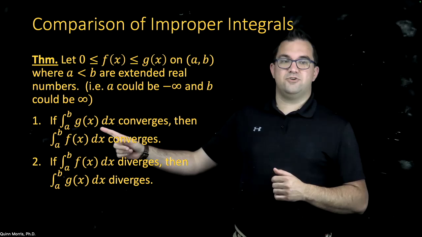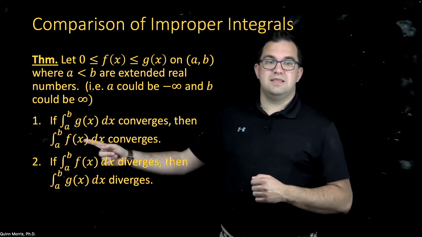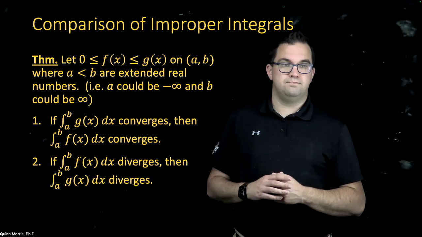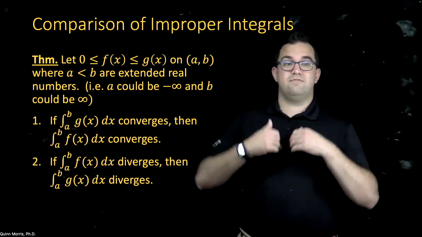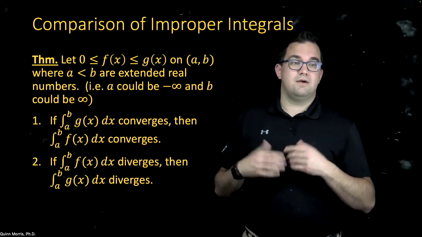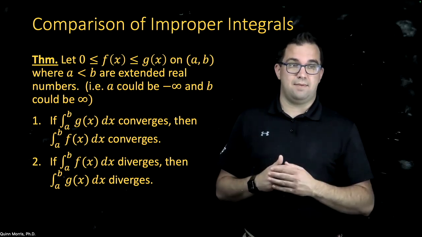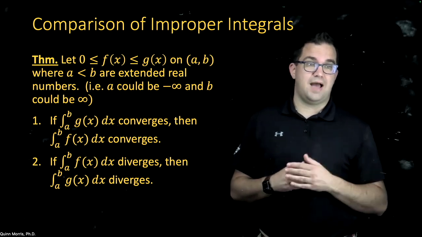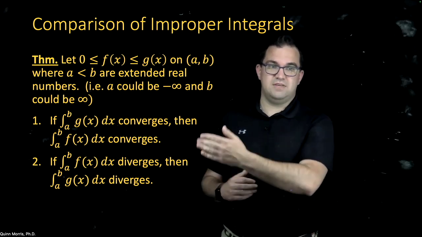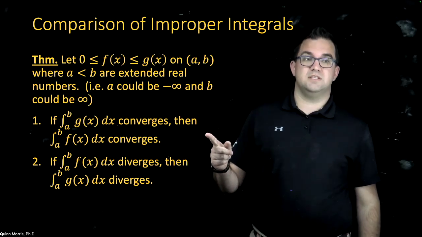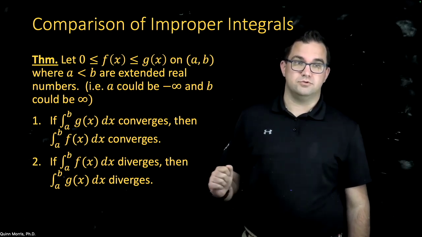If you know that the integral of the larger function converges, so if the integral from a to b of g of x converges, then the integral of the smaller function must also converge. Also, if you know that the integral of the smaller function diverges, that means the integral of the bigger function has to diverge. Now, there are cases here that are not addressed. If the smaller function converges, that doesn't tell you anything about the larger function. And if the larger function diverges, that doesn't tell you anything about the smaller function. But in these two cases, I often think of it in my head as: if the larger function converges, then the smaller function must converge. And if the smaller function diverges, then the larger function must diverge.